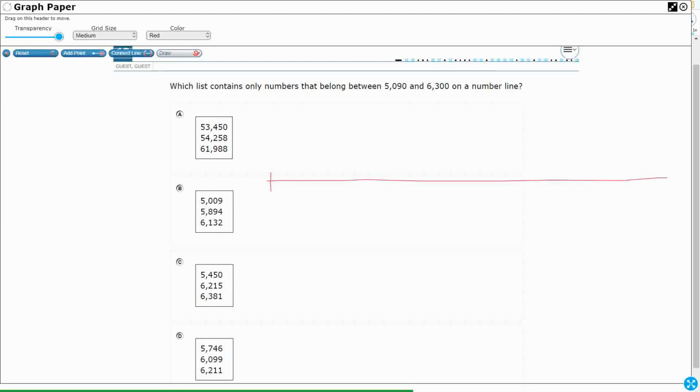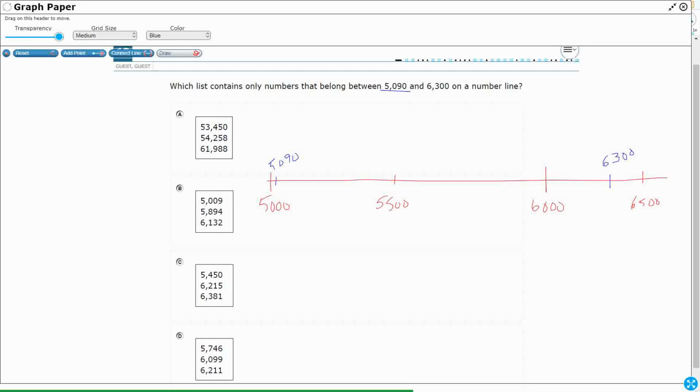So what I'm going to do is just draw a number line here. Let's say that's 5,000, and let's say that is 6,000. So I'll do my midpoints here at 5,500, and then I needed to add a 6,500. All right, so that'll be close enough. So in blue, I'm going to write these two numbers. 5,090 right about there. And then 6,300 is going to be right around there.